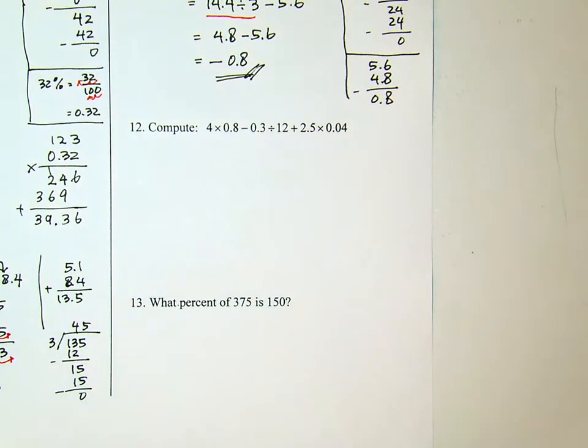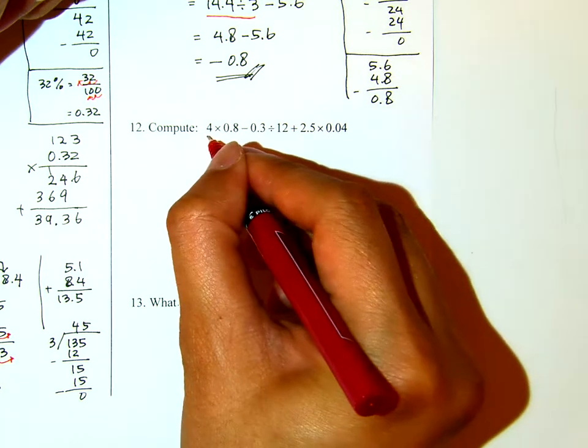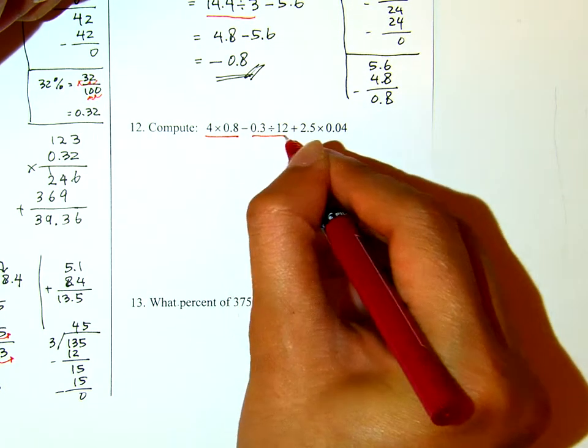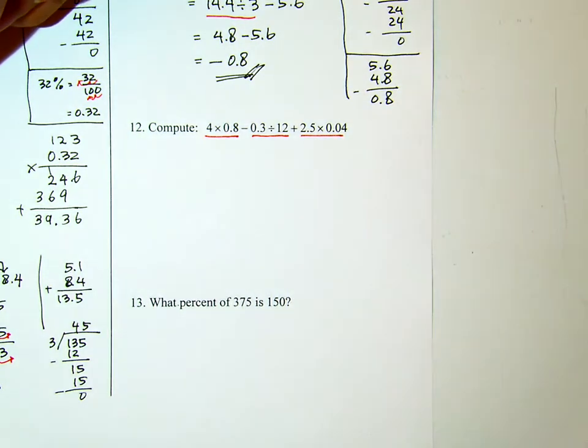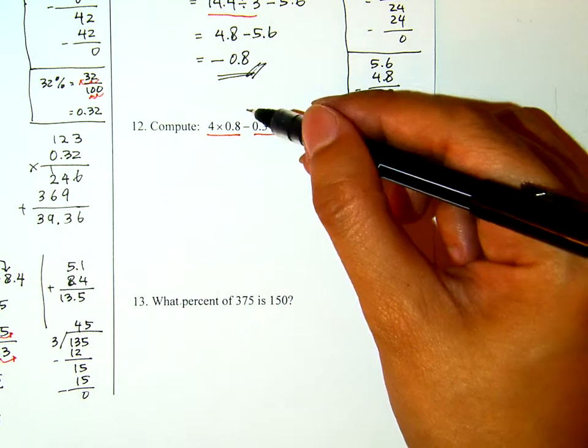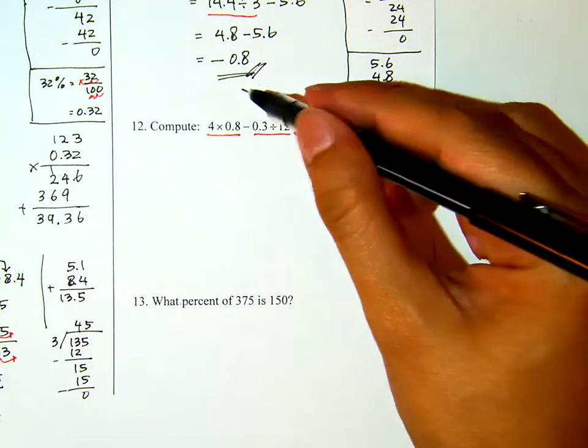Compute the following. You have 4 times 0.8 minus 0.3 divided by 12, and 2.5 times 0.04. Now because we have multiplication, division, multiplication separated by subtraction and addition, therefore we can do this multiplication, this division, and this multiplication all at the same time. That's a lot. You can do it one by one if you want, but we are allowed to do all three same rank operations as long as they are separated by lower rank. Okay, the subtraction and addition.